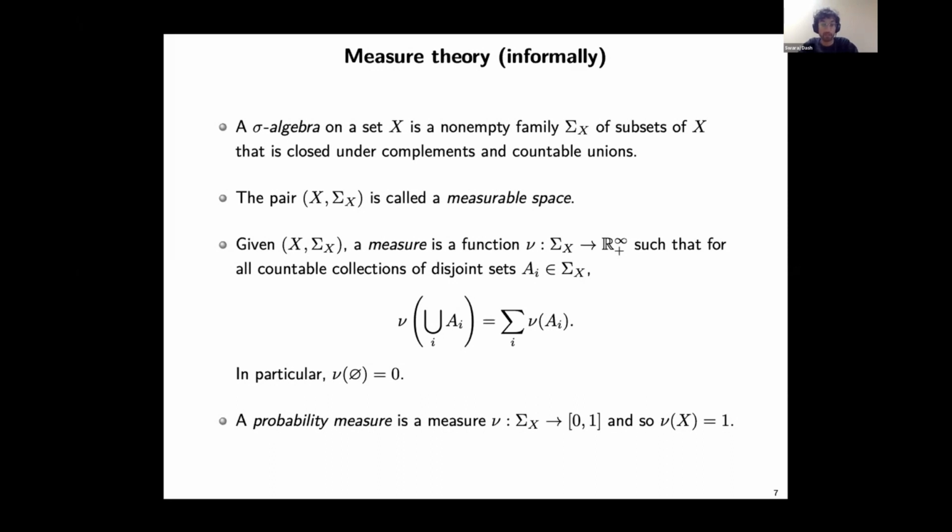A measure is then a function from these measurable sets in sigma X to the extended reals, such that if you have countable collections of disjoint sets, then the measure of that collection is the sum of the individual measures of the sets. And a probability measure maps values from the sigma algebra to the unit interval between 0 and 1. In particular, the measure of the whole set is equal to 1.